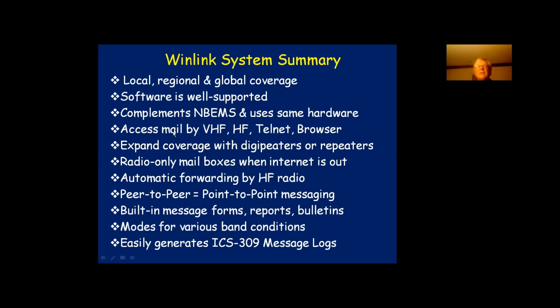You can access Winlink mail by VHF, HF, Telnet, or a browser through the webmail link. You can expand coverage with digipeaters or repeaters. Radio-only email boxes are there when the internet is out. It offers automatic forwarding by HF radio, which can be very handy. Offers peer-to-peer, point-to-point messaging, built-in message forms, reports and bulletins. I didn't get into the reports and bulletins, but there's a catalog of material that you can download from the main Winlink server. There are modes for various man conditions, and again, one of my favorites generates an ICS message log pretty easily.